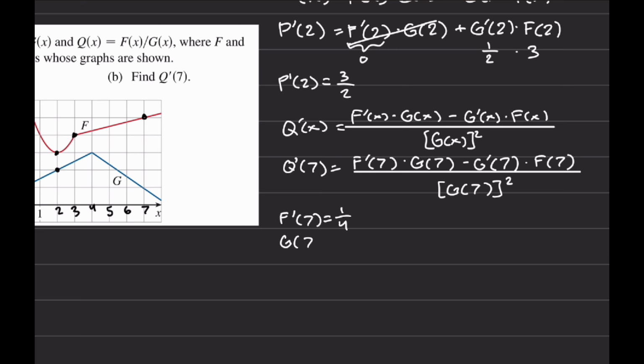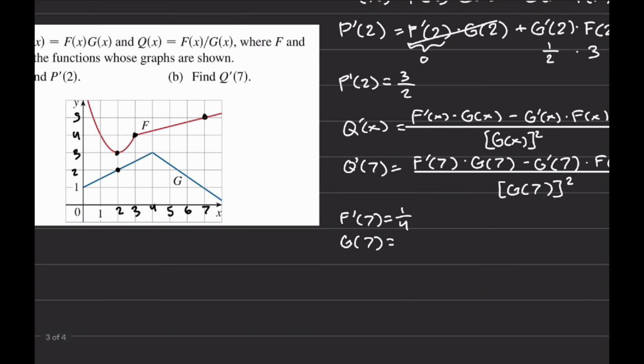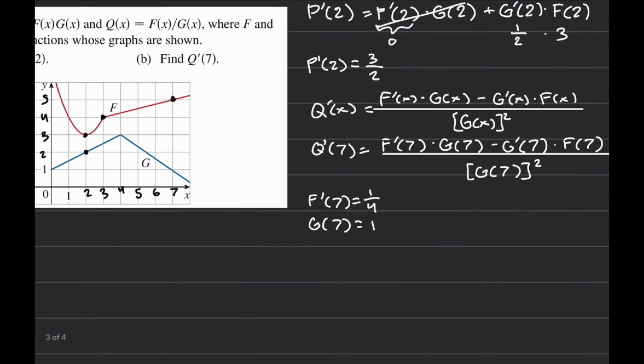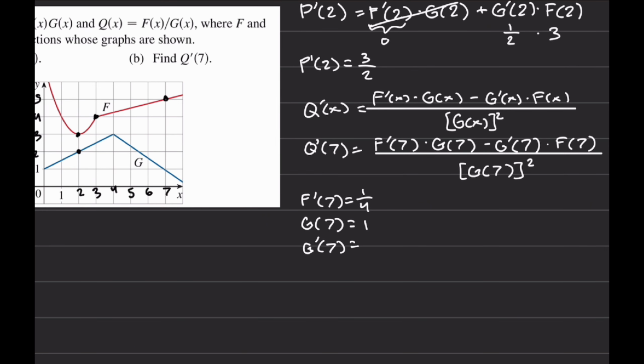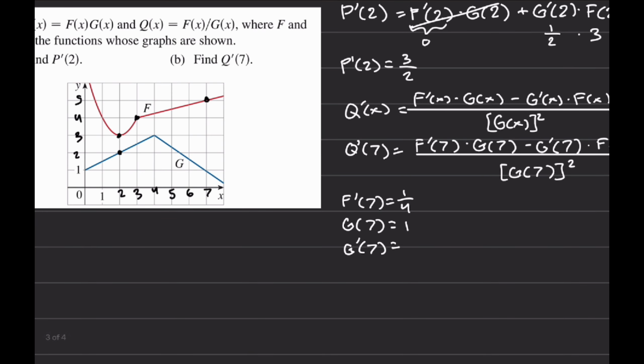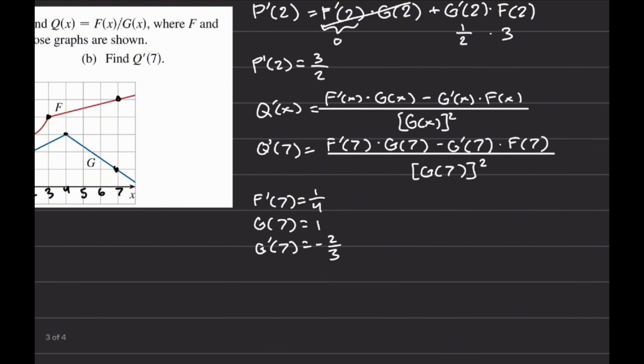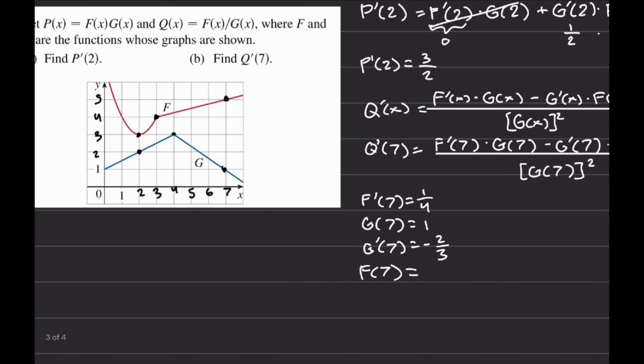G of 7, what is g of 7? G of 7 is right here, looks to be about 1, so we're going to put g of 7 is equal to 1. And then g prime of 7, let's see, we have a point right here and a point right here. The slope of that tangent line is just going to be the slope of this line. And the slope of that line is down by 2 and right by 3. So it's going to be negative 2/3. And finally, f of 7, it's just going to be right here, that's 5.